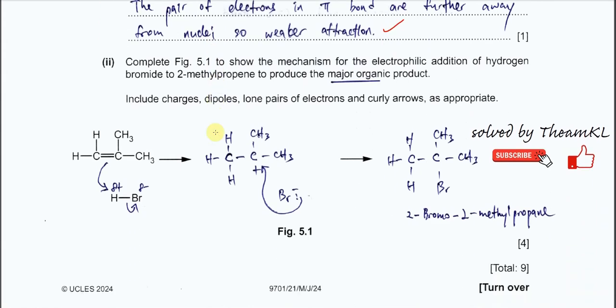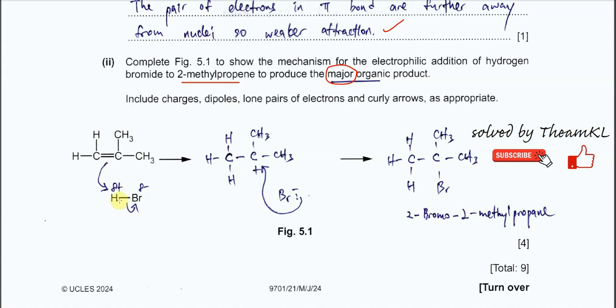Part 2. This is about mechanism. You need to show the mechanisms for the electrophilic addition of hydrogen bromide to this 2-methylpropene, this one, to produce major organic product. If it's a major organic product, then you need to follow the Markovnikov rules. So let's say now we have this 2-methylpropene and the HBr that given.